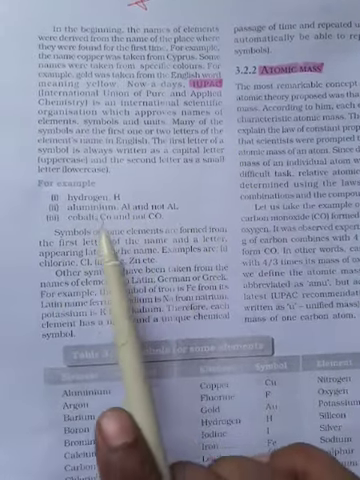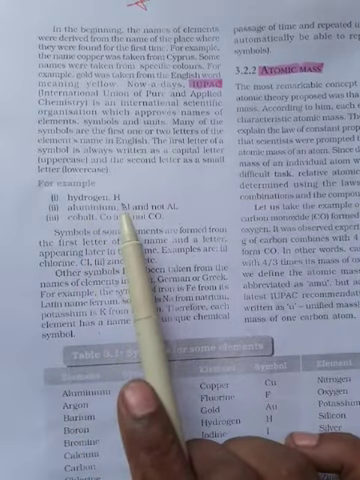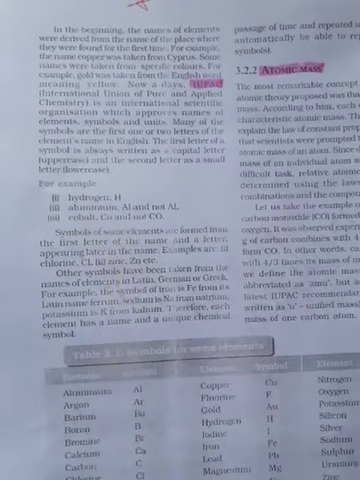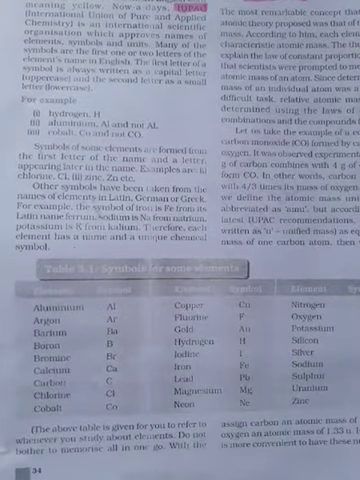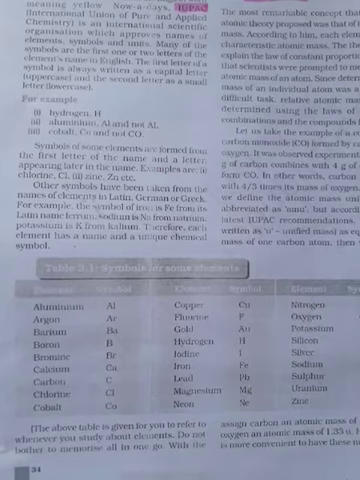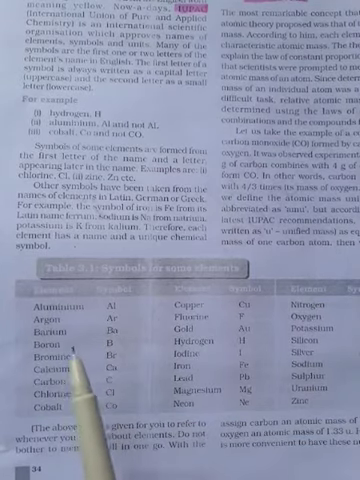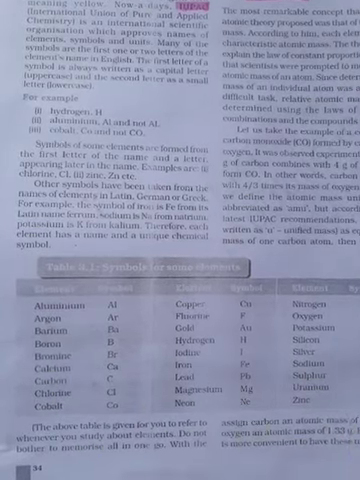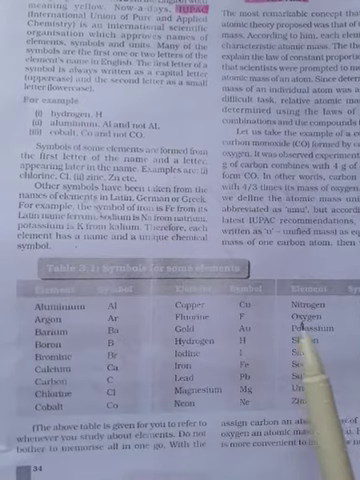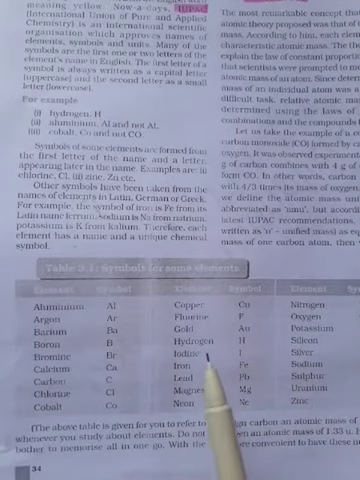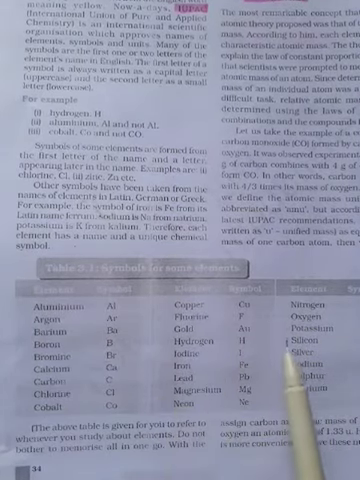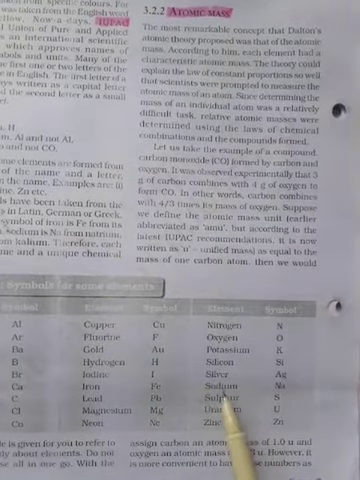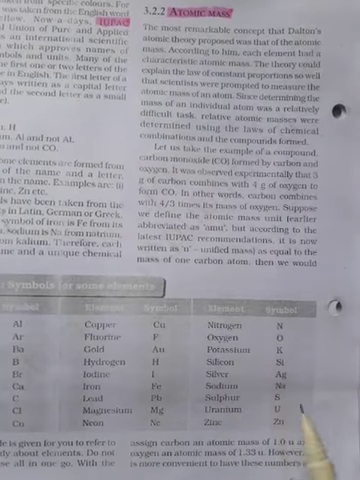Okay, so for hydrogen they have given H, for aluminum Al, cobalt Co. Similarly, we have many elements that can be seen here: argon Ar, boron B, calcium Ca. But here you will find that in some other elements, their name is not mentioned. As for example, sodium. For sodium we have Na.